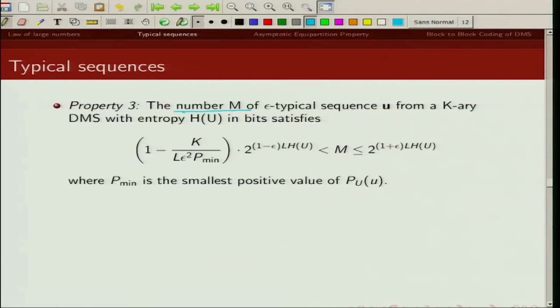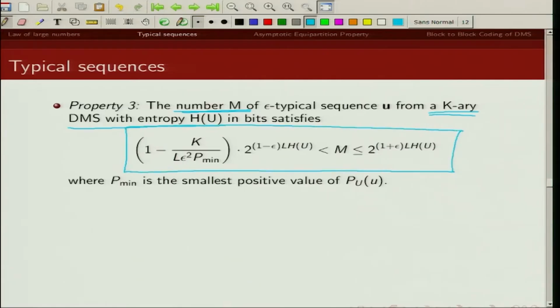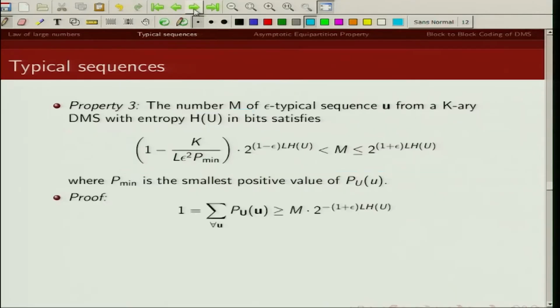So the number M of typical sequences from a discrete memoryless source with entropy H(U) satisfies this relationship. Now to prove this, let's proceed. We know that the sum of P(u) over all u is given by 1. Now using property 1, we have computed the lower bound and upper bound of P(u).